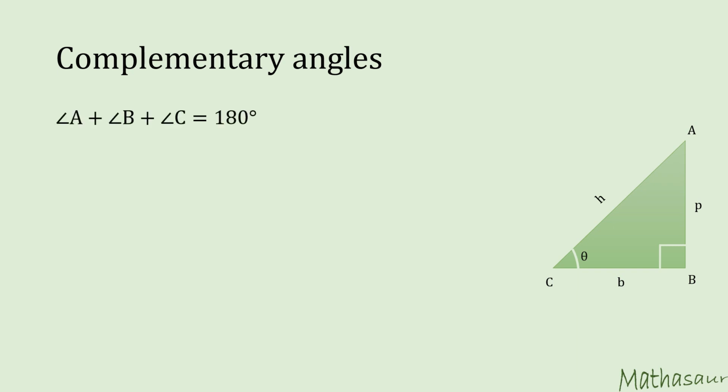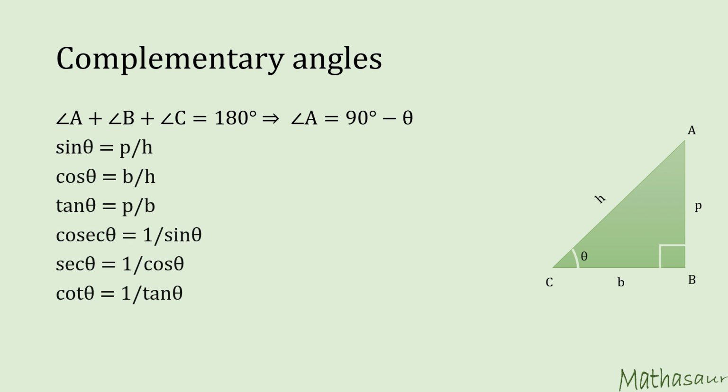Now we know that the sum of angles of a triangle is 180 degrees. So angle A plus angle B plus angle C would be equal to 180 degrees. Let us substitute the values for angle B and angle C. So we get angle A plus 90 plus theta equals 180, or angle A equals 90 minus theta. So the acute angles of a right triangle are always complementary. Here angle A and theta add up to 90 degrees.